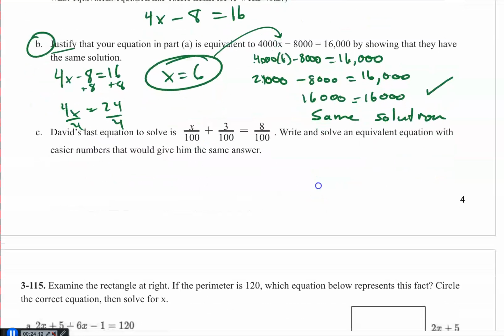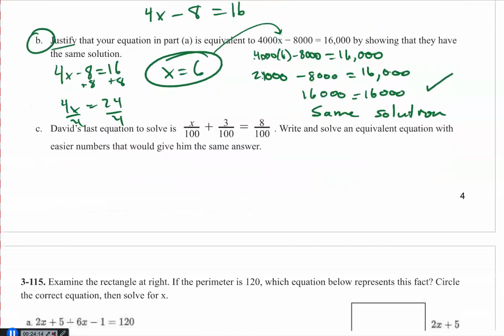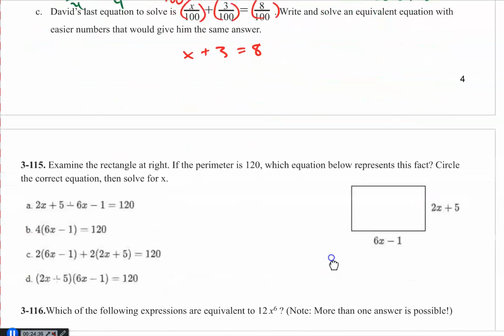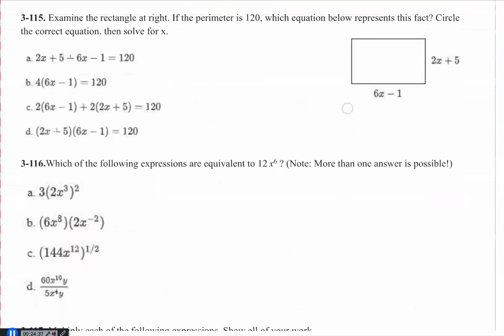Alright, you can try C. I'll give you hints. If you divide everything by 100, something really easy to do is just multiply each term by 100. Oops, not 1,000. Everything is divided by 100, so do the opposite of dividing by 100. Multiply each term by 100, and you'll get x plus 3 equals 8. That's pretty easy, so give it a shot. Solve that one.